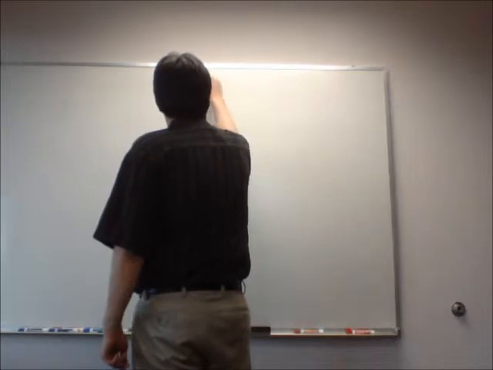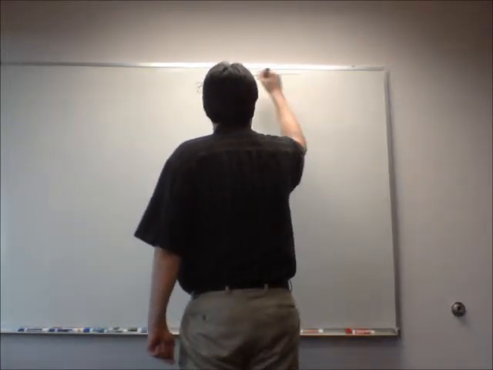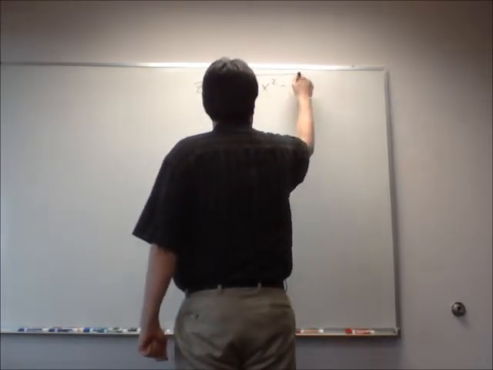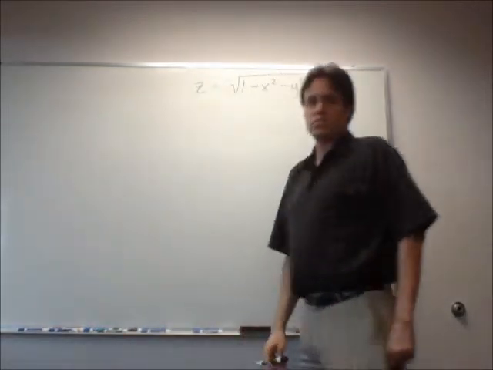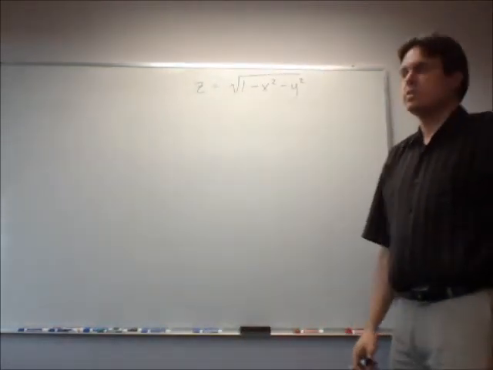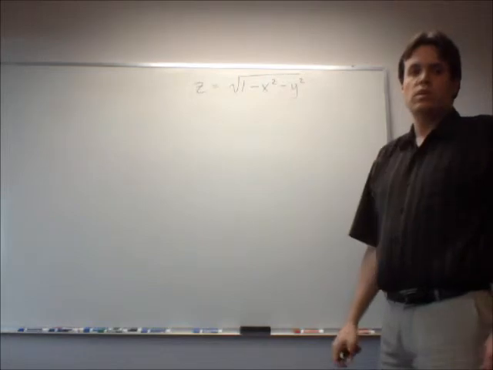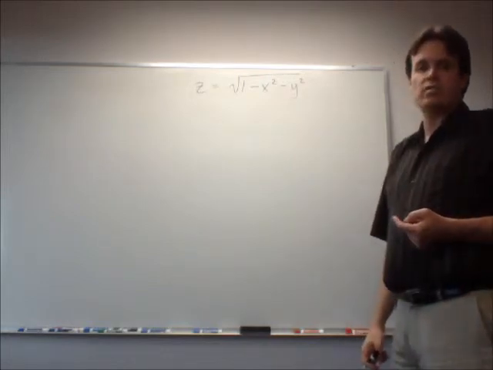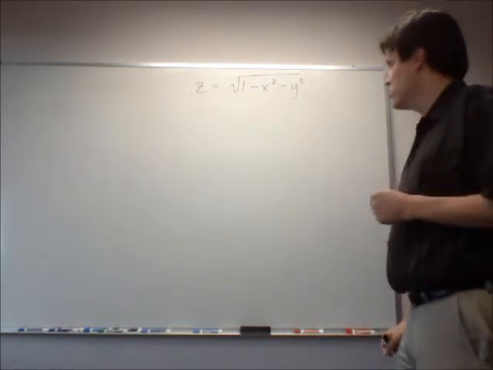Suppose I give you the equation z equals square root of 1 minus x squared minus y squared. Okay? This one's a bit trickier. It's harder to recognize this one. Again, let's see what happens if we take contours. Let's see what happens if we set z equal to a constant.